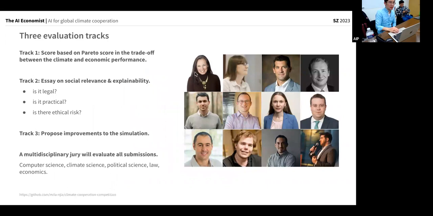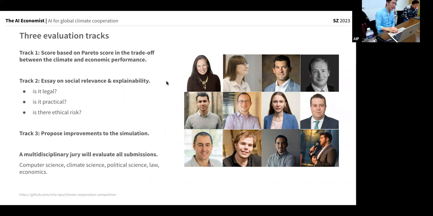Okay, so as I said, this is a competition so far. We had three evaluation tracks. In the first track, we just asked people to submit these curves like the ones that I just showed you. Then we compare teams to see where they are on the Pareto frontier, basically, when you look at the trade-offs that every team can achieve between climate and economic performance.